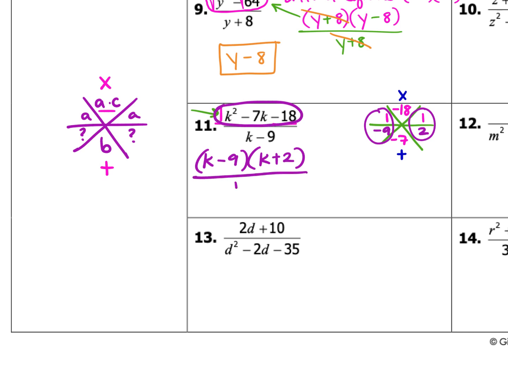Then your denominator is k minus 9, and now anything that's identical we can slash away. So k minus 9 over k minus 9 is 1, and that means all we're left with is k plus 2. You don't need the parentheses. If you leave the parentheses, it's not wrong, but you don't need them anymore because we're not doing anything else to it.